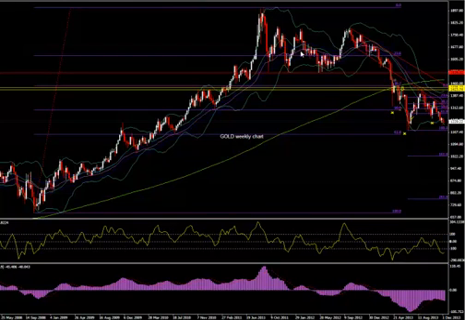Now, again, this is the MetaTrader platform, so it might look a little bit different if you're looking at futures. It might be slightly different numbers there. But again, the potential for this to continue to drop a little bit lower is clearly here from a technical point of view. It is holding below certain key support levels.